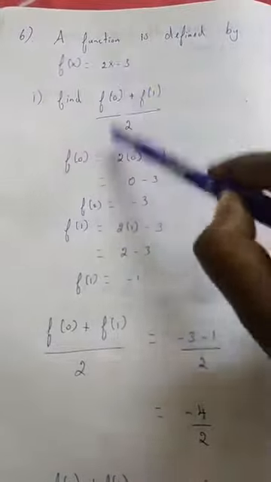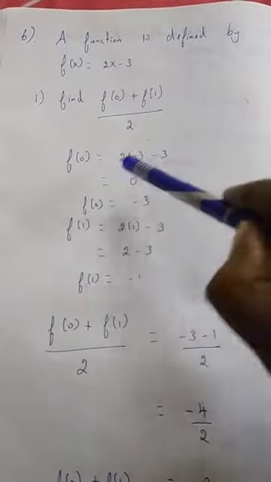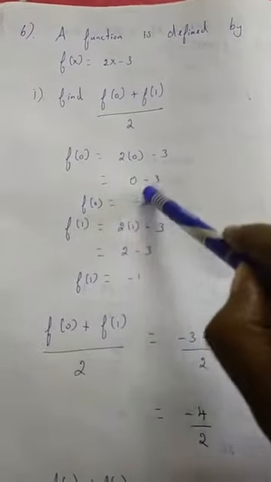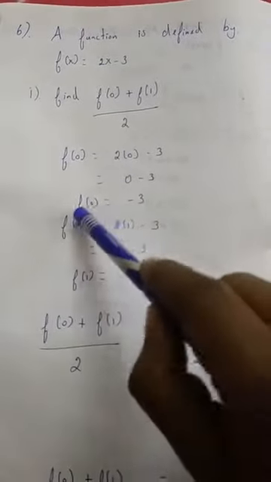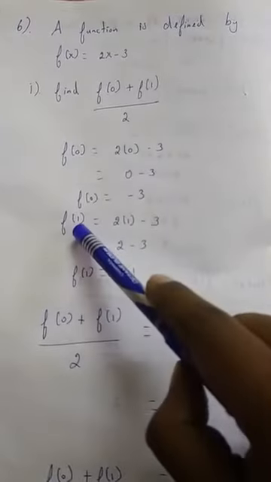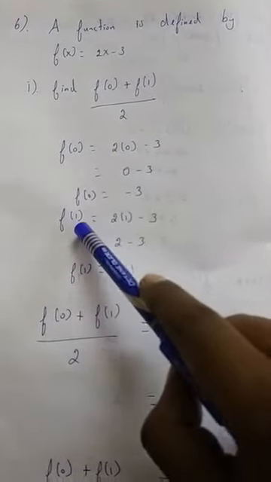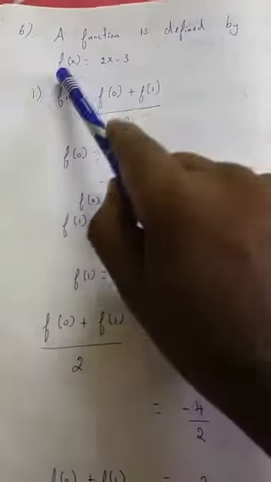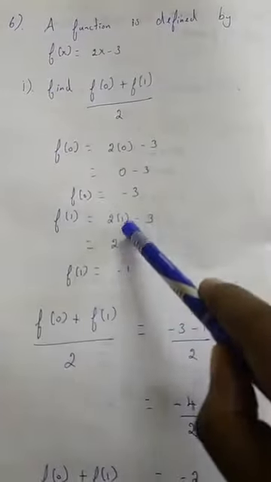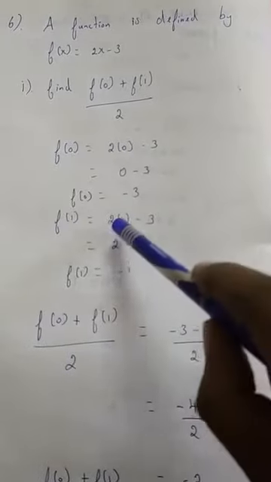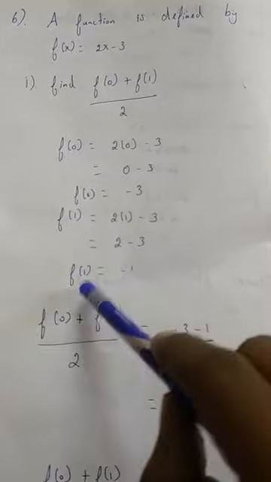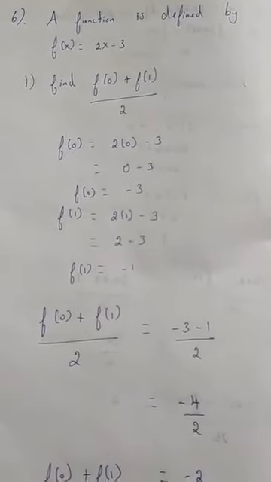Therefore 2 into 0 minus 3. What is 2 into 0? 0 minus 3. 0 minus 3 is minus 3, right? Therefore the f of 0 value is minus 3. Next one is f of 1. F of 1 means we have to substitute 1 in the place of x in this equation, that is f of x. So 2 into, in the place of x I have to substitute 1, so 1 minus 3. What is 2 into 1? 2 minus 3. 2 minus 3 is minus 1. Therefore f of 1 is equal to minus 1.